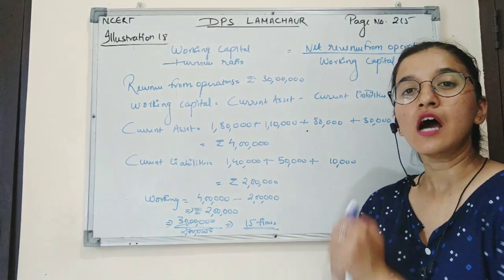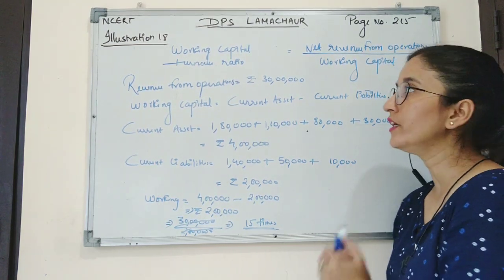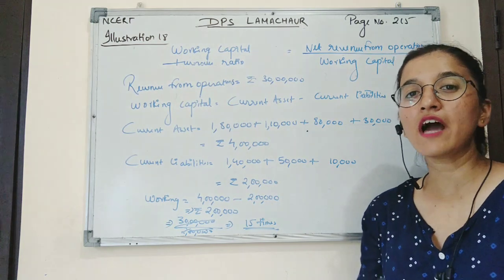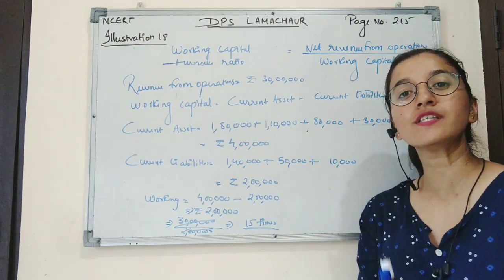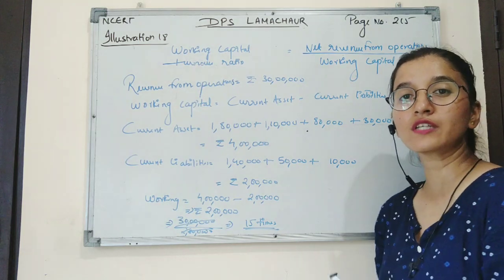So we have learned how to solve the question based on net asset or capital employed turnover ratio. With this, we have completed the third type of ratio, which is turnover ratios. In the next session, we'll continue with the fourth type of ratio.